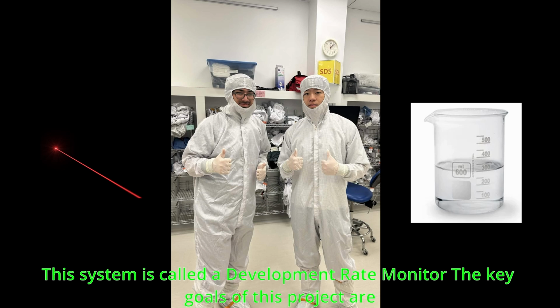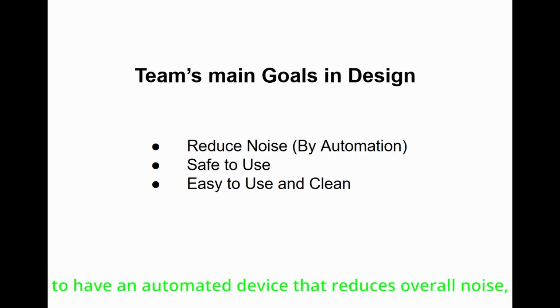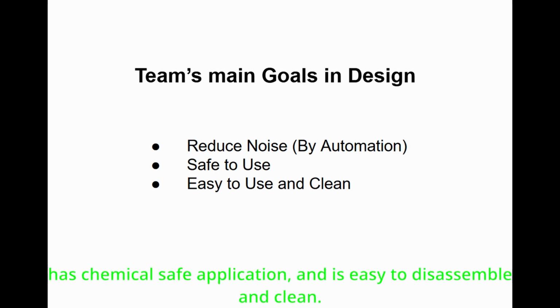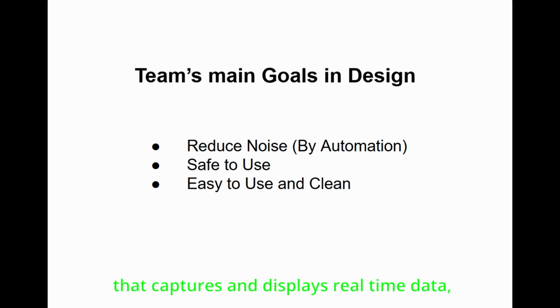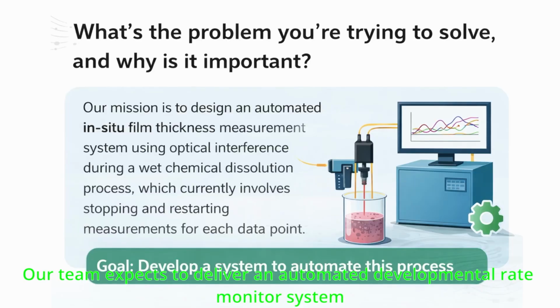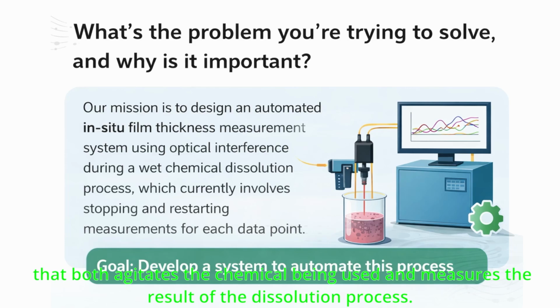The key goals of this project are to have an automated device that reduces overall noise, has chemical-safe application, and is easy to disassemble and clean. Our stakeholders are interested in a cost-effective solution that captures and displays real-time data, all with simple controls. Our team expects to deliver an automated development rate monitor system that both agitates the chemicals being used and measures the results of the dissolution process.